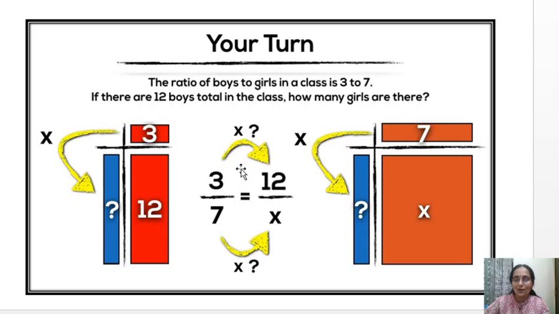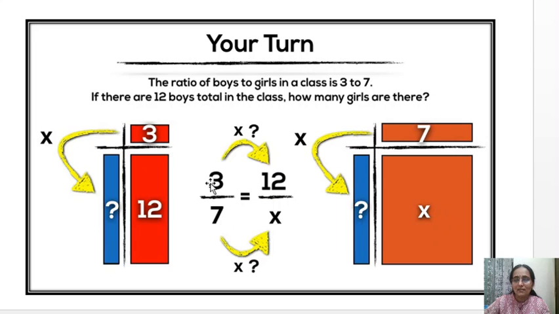So let us see how to solve the sum by using the property of proportion. The ratio of boys to girls in a class is 3 to 7. That means it is the ratio of boys, in the red rectangle box, 3 is to 7. Now there are 12 boys in the class. But you have to find out how many girls are there. You don't know the number.